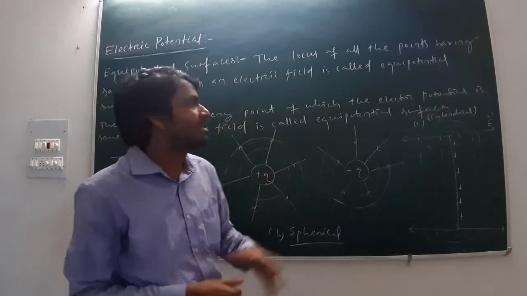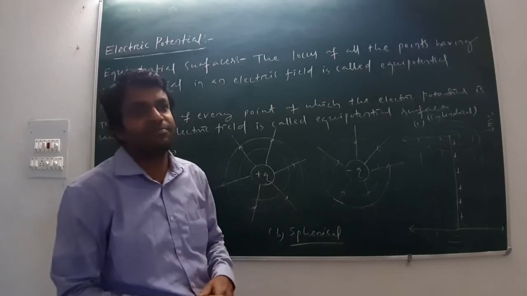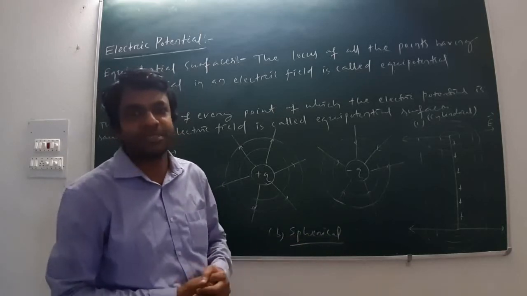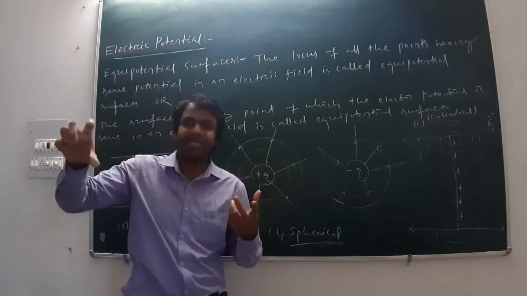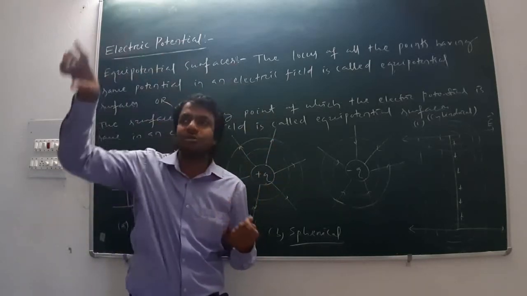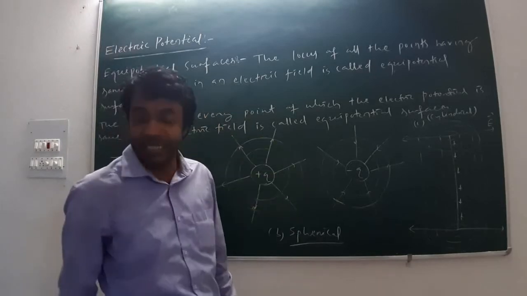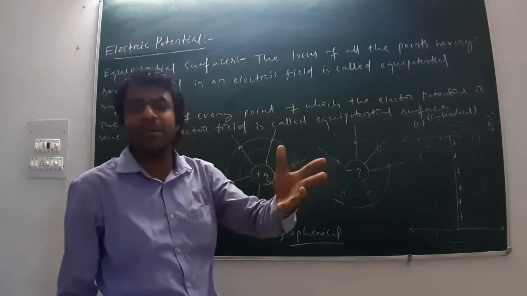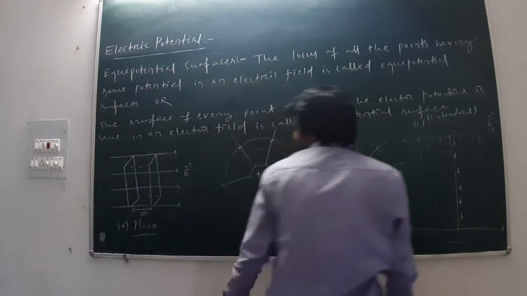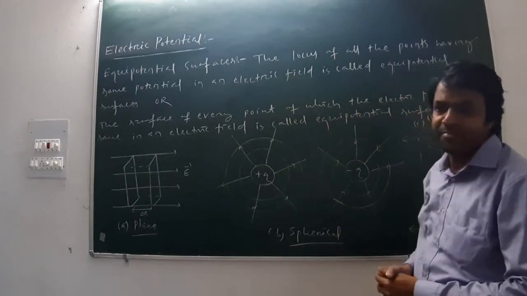Equipotential surface means the potential is the same at each and every point in the electric field. Or, if I join the locus of the points along the lines of force and they have the same potential, then it is an equipotential surface. Equipotential means equal potential surface. So this is the required definition of equipotential surface.